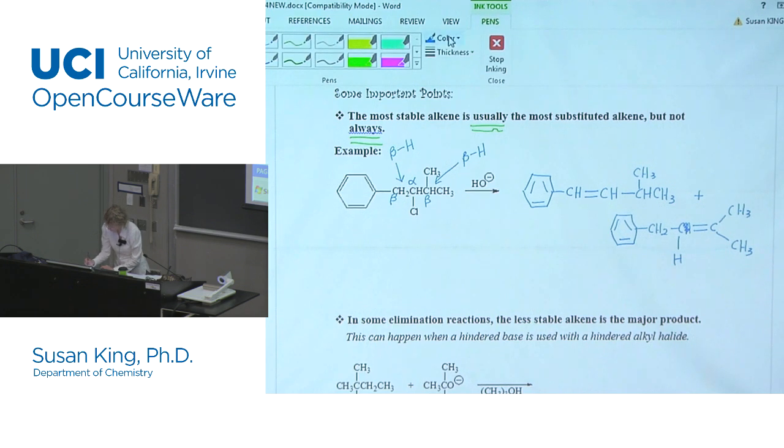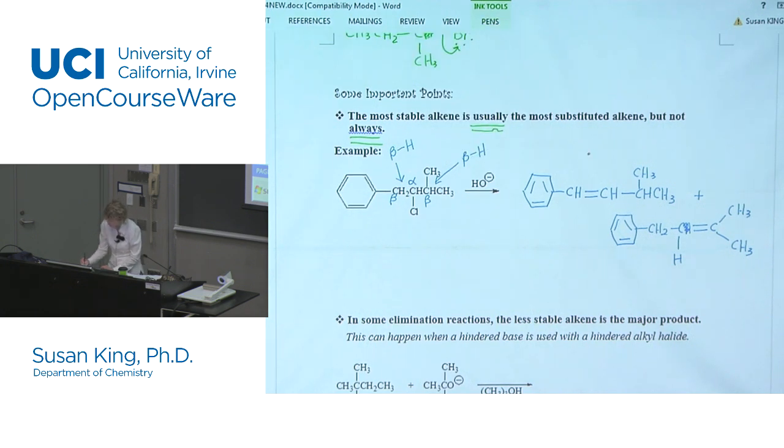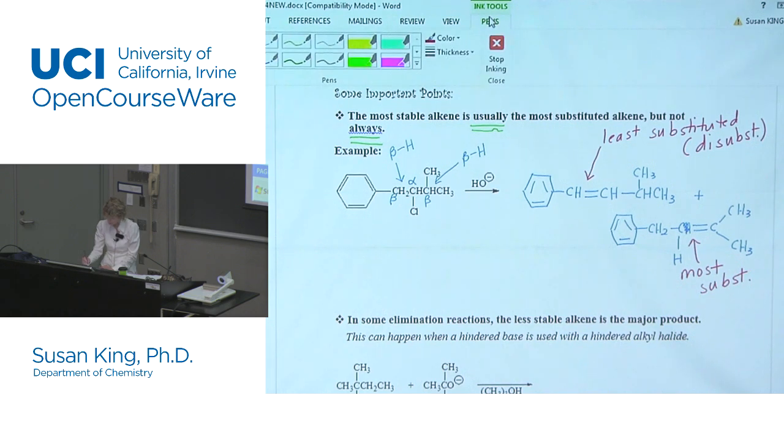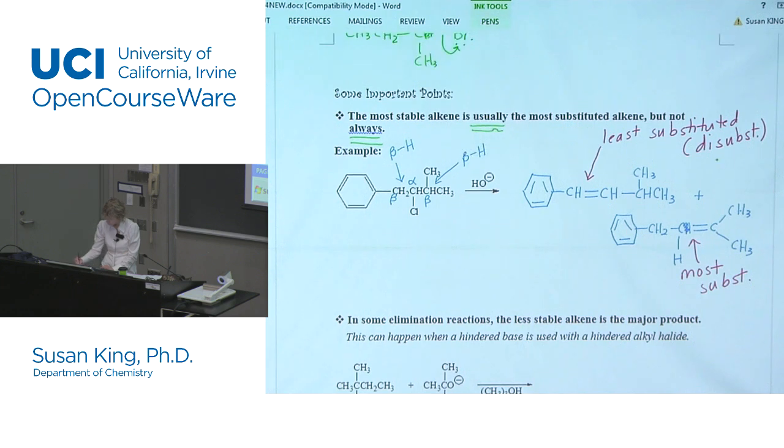Okay, so this one here is the least substituted, so it's di-substituted. And this one is the most substituted. It turns out that this one is actually the major product, the one that's least substituted. Can anybody think of a reason why that first product would be the major product?